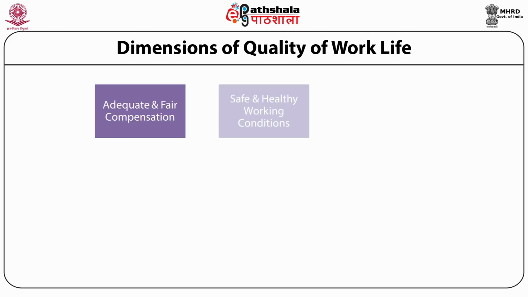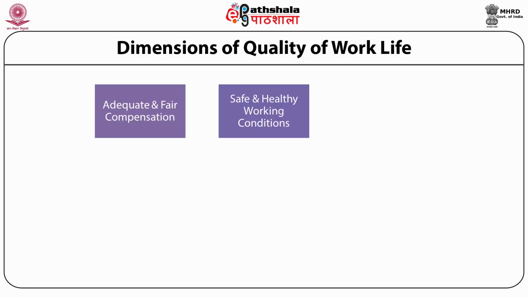The second dimension is safe and healthy working conditions. Quality of work life cannot be high unless the work environment is free from all hazards detrimental to the health and safety of employees. Reasonable hours of work, cleanliness, a pollution free atmosphere, risk free work, etc., are the main elements of a good physical environment for work.